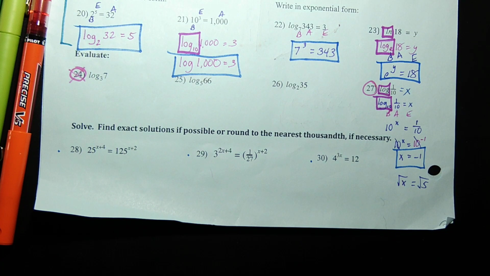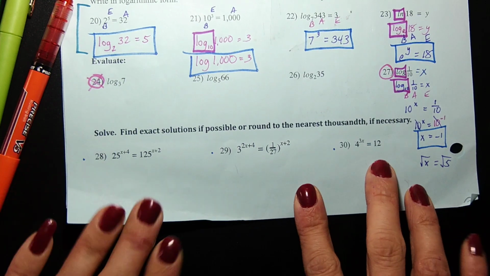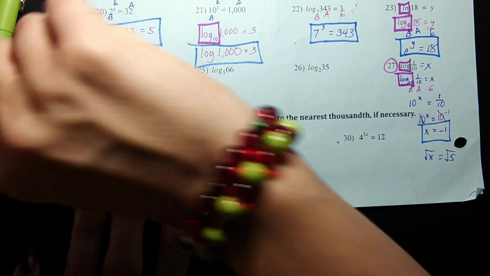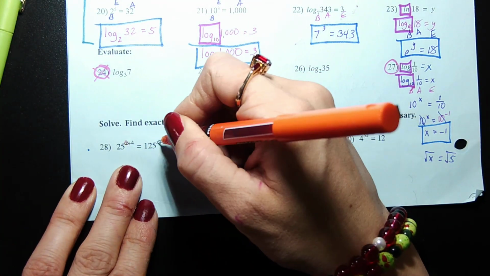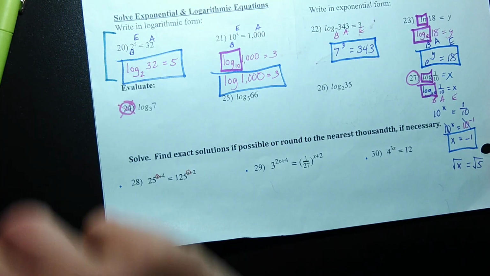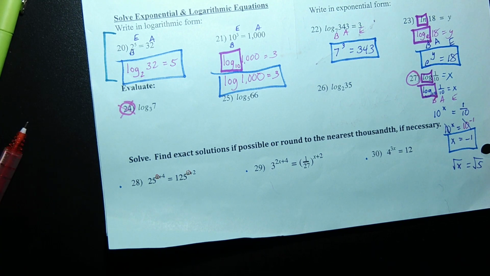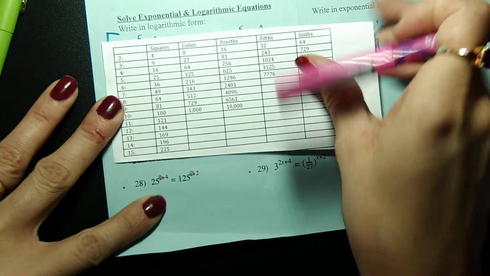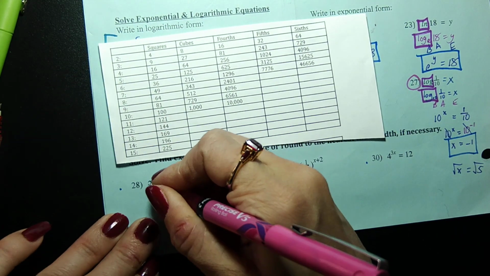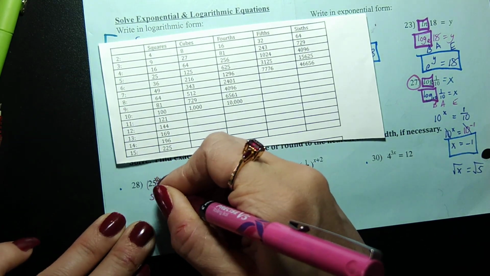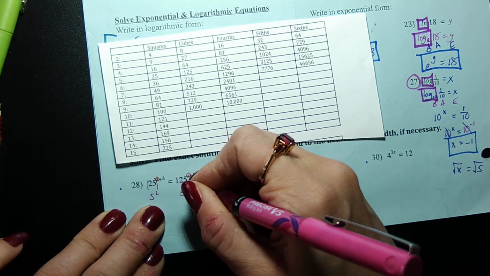So let's go ahead and take a look at number 28. How do I know this is an exponential equation? Variables in the exponent. So our strategy for solving exponential equations is we want to try to get the same what? Bases. Can we do it? Yeah. So 25 I can write as 5 squared. 125 we can write as 5 cubed.